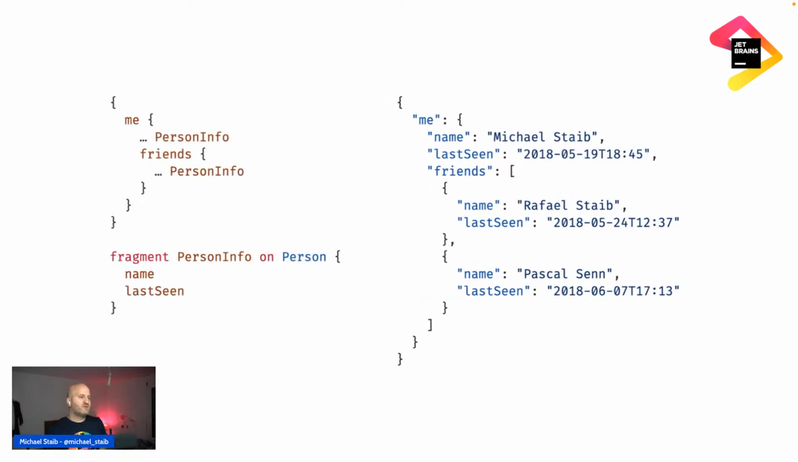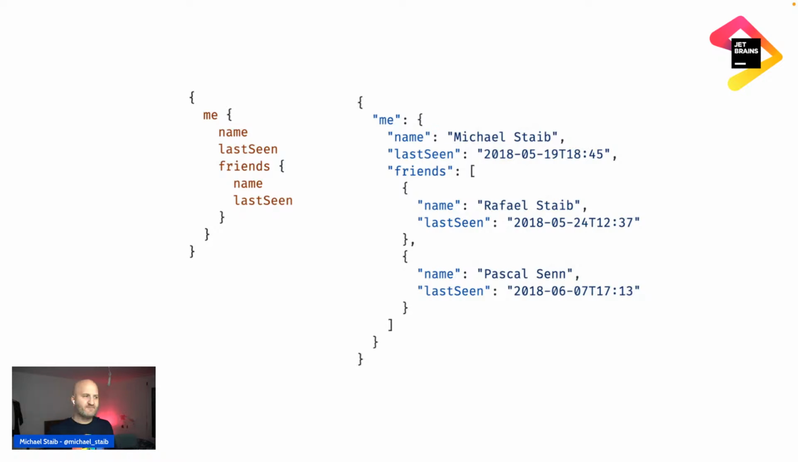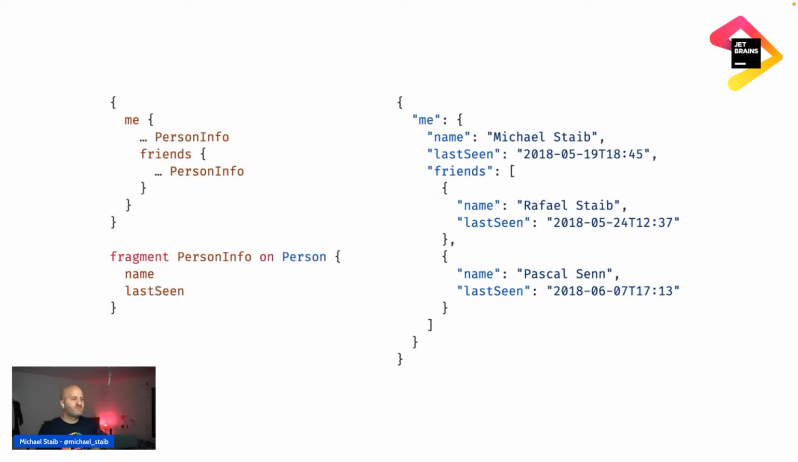But there's also some repetition here, and that is name and last seen. Me, for instance, is a user object, and friends is a list of users. And in GraphQL, we have a concept for that, and that is a fragment. So a fragment is essentially a data component. It's about componentization of the data and for the front-end structures.